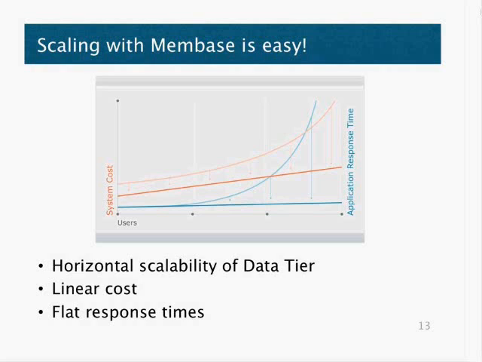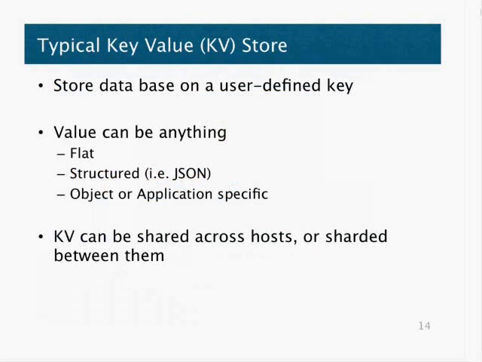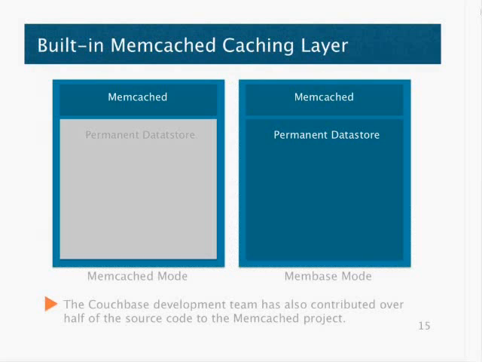So let's look at a few examples, and I wanted to start off by looking in a bit more detail at a key value store. I think I already covered the basics: it's about a user-defined key, the value can be anything, it doesn't care, and there will be automatic sharding across nodes. The system we're going to look at is Couchbase Server. It's a product from Couchbase, the company I work for, and we actually based this on Memcached. Our developers were the key contributors behind Memcached.